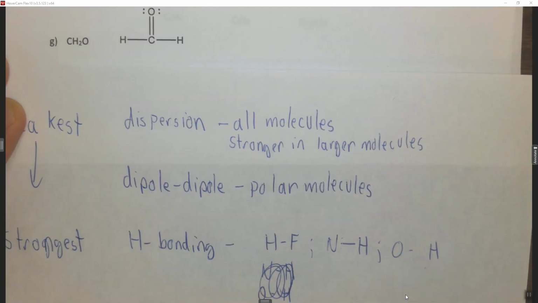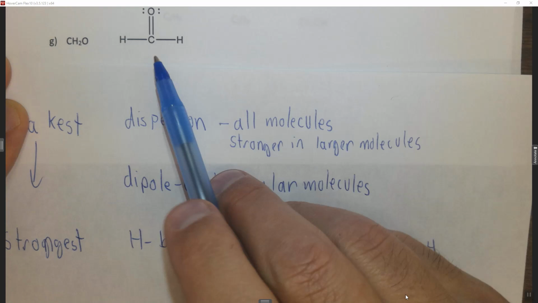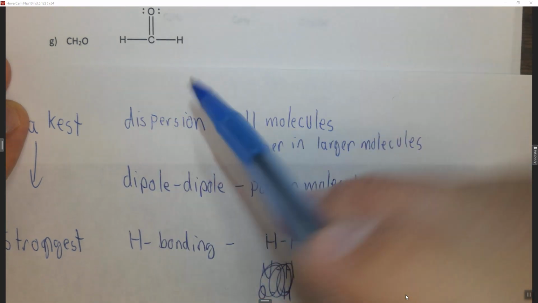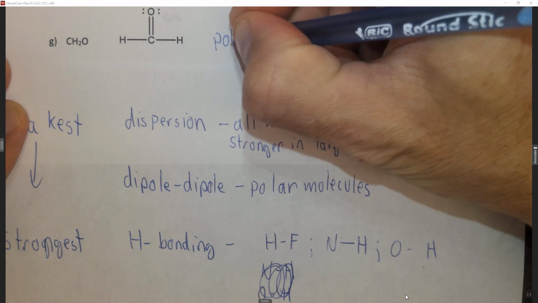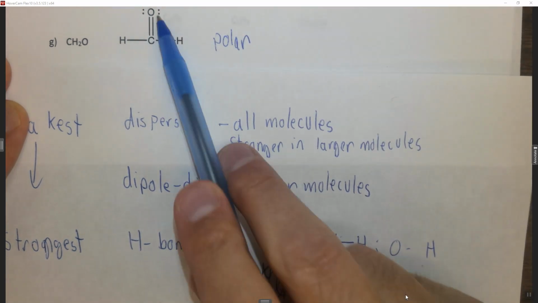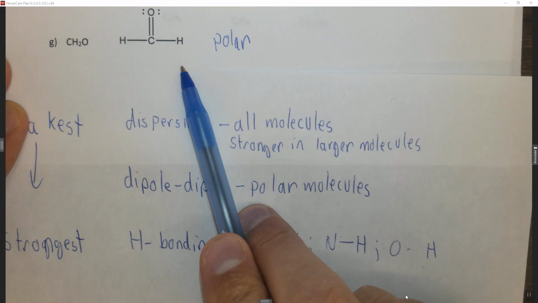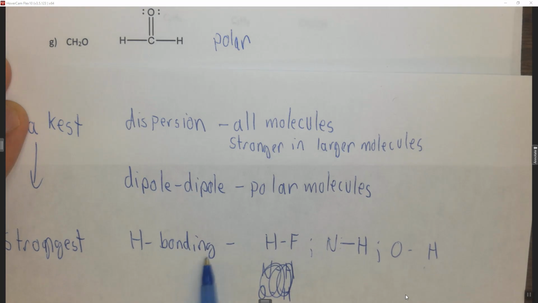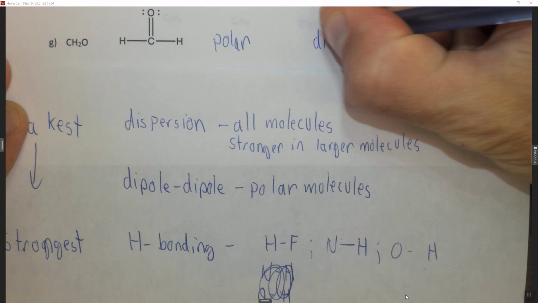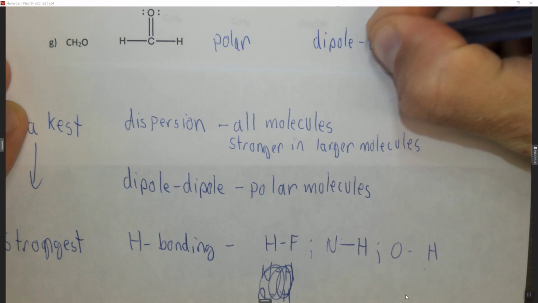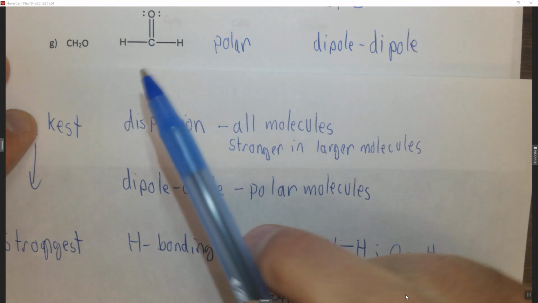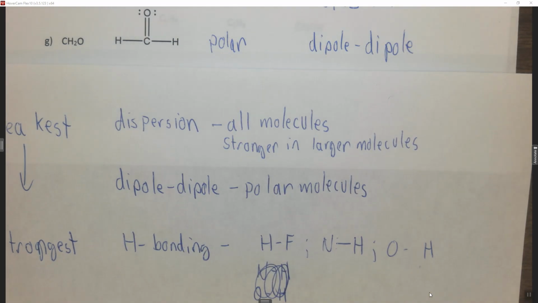So the next one we have is formaldehyde. Formaldehyde has 3 domains, 2 hydrogens and an oxygen. They're not all the same, so this one is polar. Note that although this molecule contains an O and an H, they're not directly attached to each other. So hydrogen bonding is not an option. In this case, it's going to be dipole-dipole as your strongest intermolecular force because the O and the H are not attached to one another.